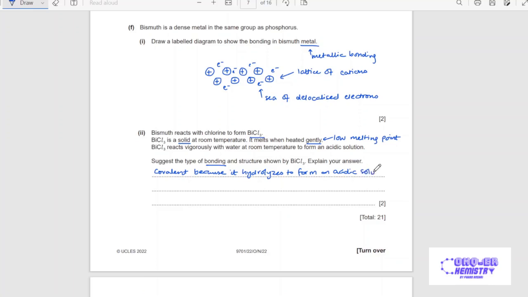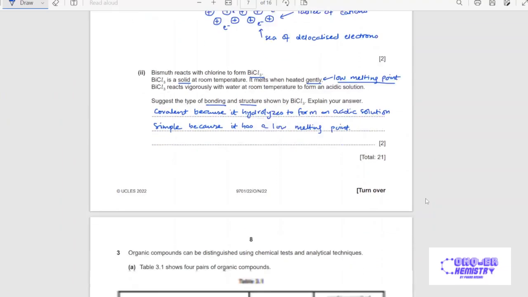And then when we talk about structure, it's either going to be giant or simple. The structure over here is definitely going to be simple. The reason is the low melting point, right? So simple structure because it has a low melting point. And so low melting point points to weak intermolecular forces. All right? And so that results in a simple structure.